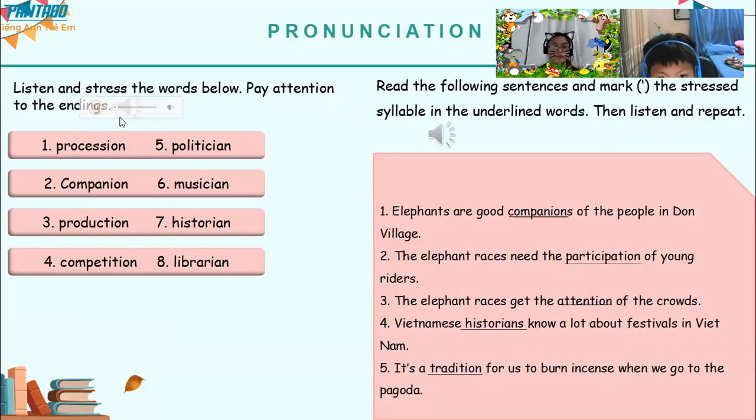Activity 5. Listen and stress the words below. Pay attention to the endings. 1. Procession. Yes, procession. Can you tell me where should we put the stress?